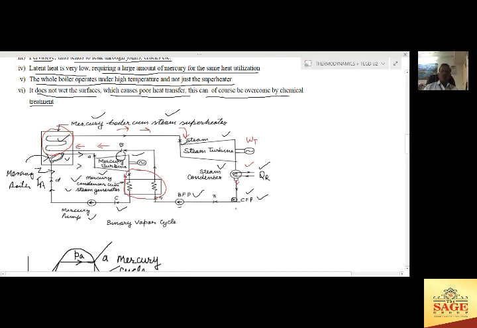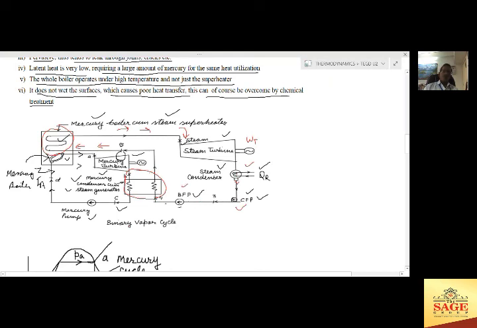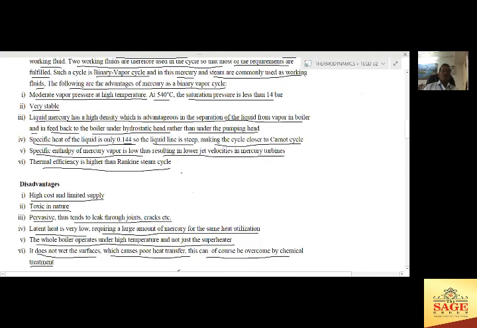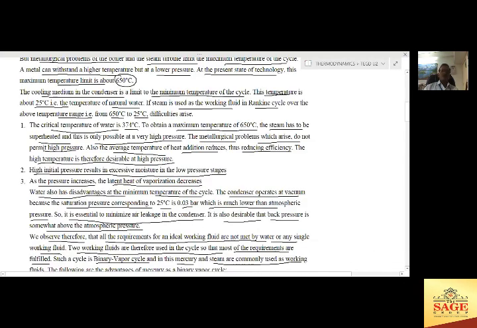With the help of the condensate feed pump and boiler feed pump, it will again pass through this mercury condenser, and the steam produced here will be passed through the superheater. So this is the simple working of the binary vapor cycle, with mercury as the working fluid.